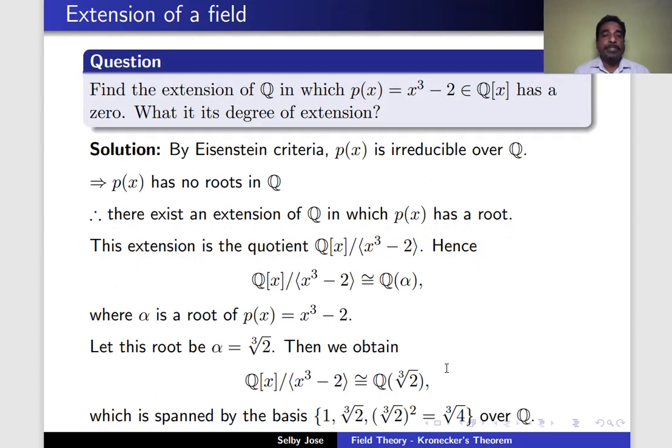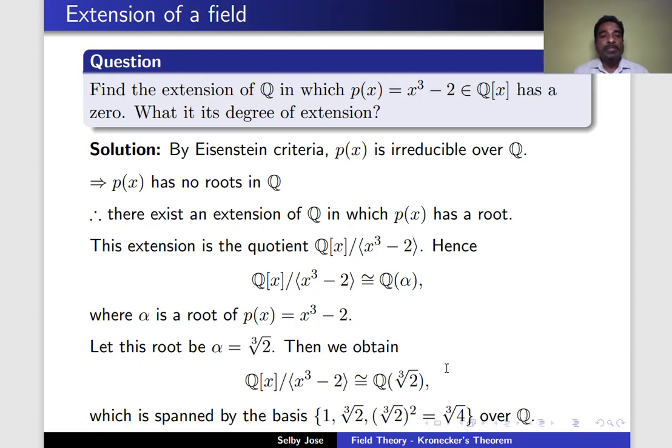Now let us see some examples. The first question is, find the extension of Q in which p(x) equal to x cube minus 2, which you treat as a polynomial over Q, has a root. What is the degree of extension? Because p(x) is equal to x cube minus 2, by Eisenstein criteria, by taking the prime number 2, 2 divides the constant and 2 does not divide the leading coefficient. Therefore, by Eisenstein criteria, p(x) is an irreducible polynomial over Q. That means that p(x) has no roots in Q.